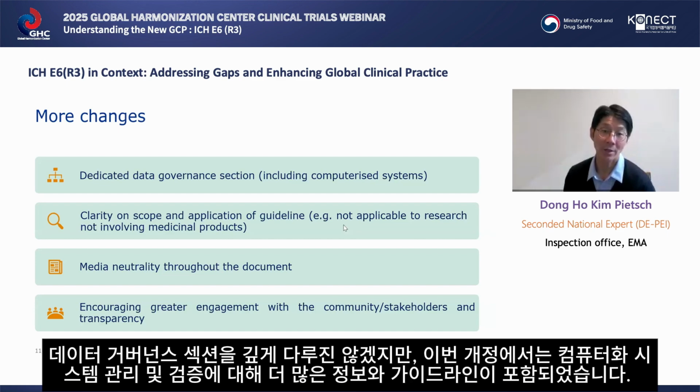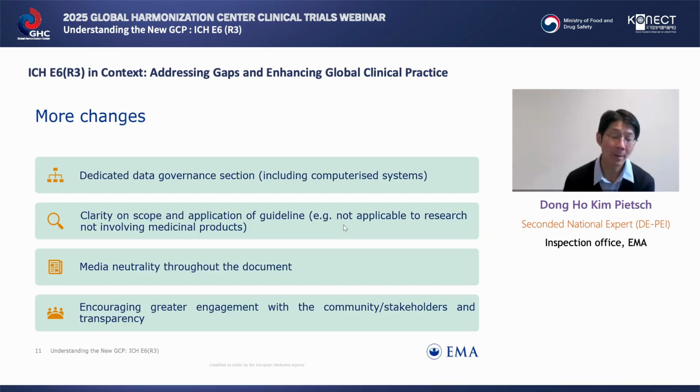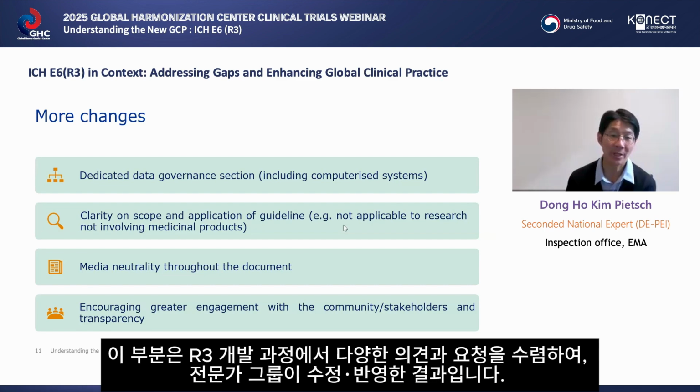So some more changes, without digging further into the data governance section. There's also much more guidance given on computerized systems management and validation, as they play a bigger and bigger role in the clinical trial ecosystem. We also clarified the scope and the application of the guideline, as various comments and requests were received to clarify this in the R3, which the expert working group did.